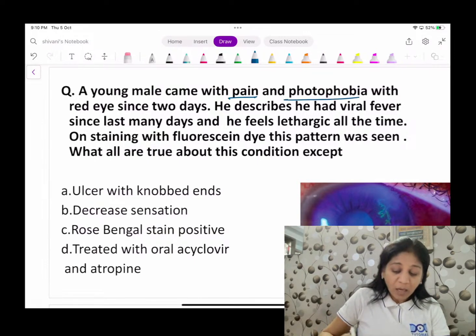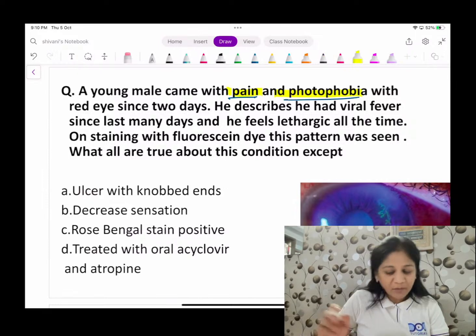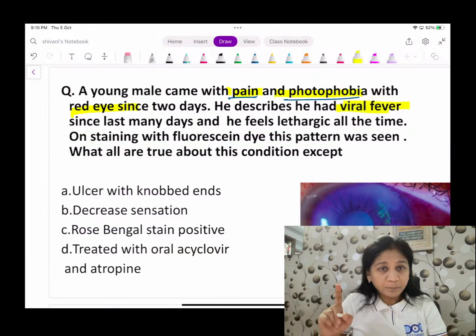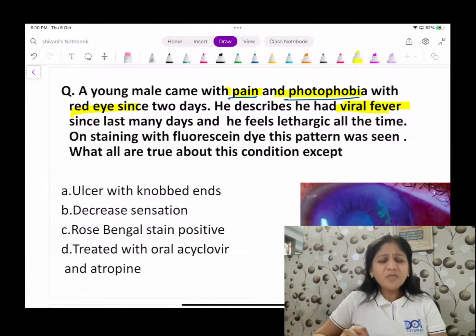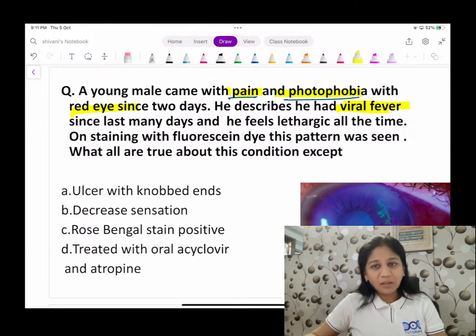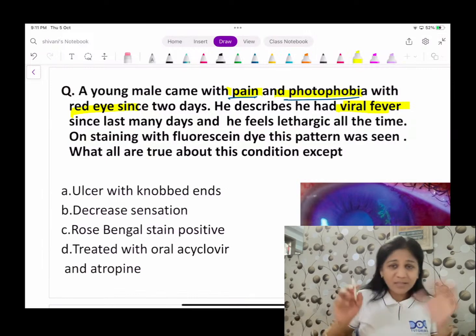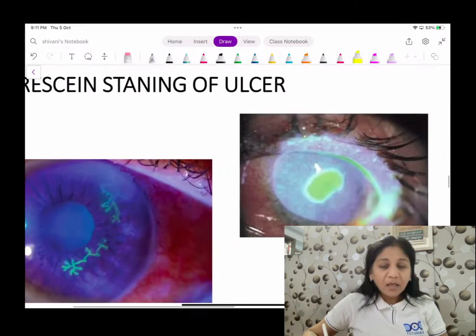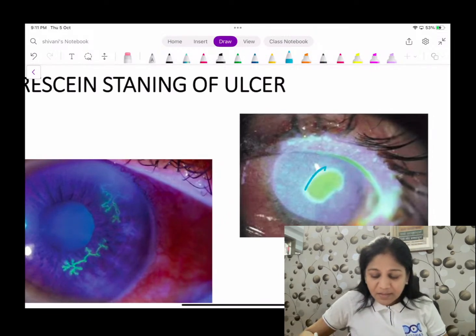Okay, there's a young man with pain, photophobia, and redness. He describes a viral fever since many days and feels lethargic all the time. Now, when you stained with fluorescein dye, this pattern was seen. Obviously fluorescein dye has been used. I hope you know that fluorescein stains any epithelial defect or ulcer green in color.